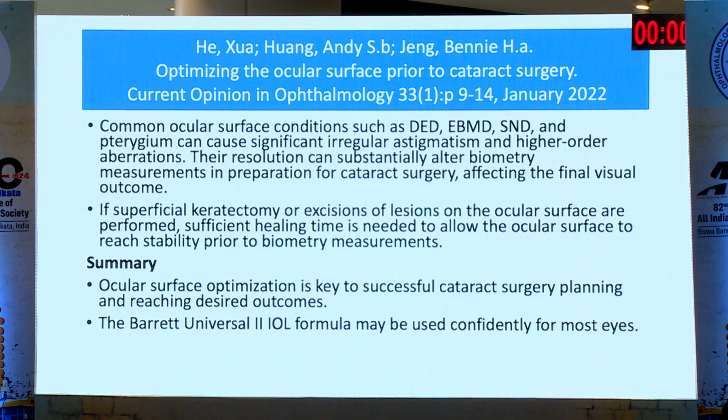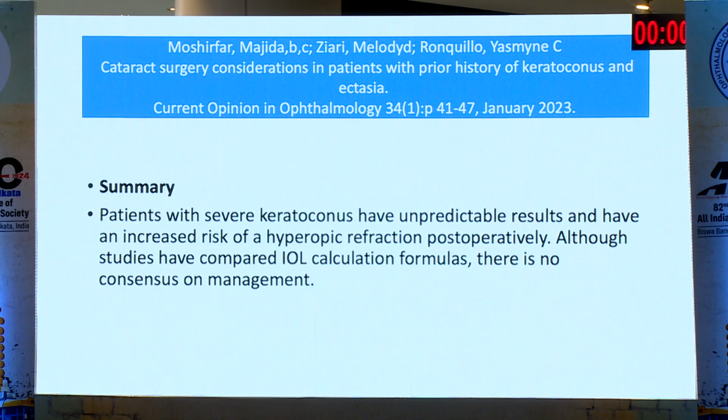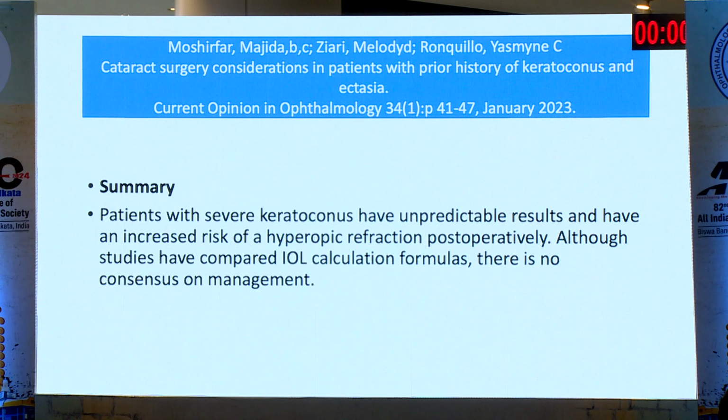The key is to optimize the corneal surface prior to cataract surgery and then go ahead with the intraocular lens calculations. Now we deal with the one which we most commonly see in our clinical practice, patients with keratoconus requiring cataract surgery. They have unpredictable results and have an increased risk of a hyperopic refraction postoperatively. A lot of IOL formulae have been compared, and I will be quickly coming to that.